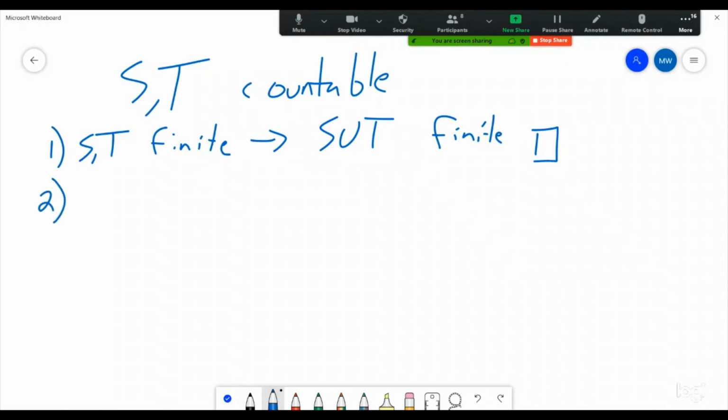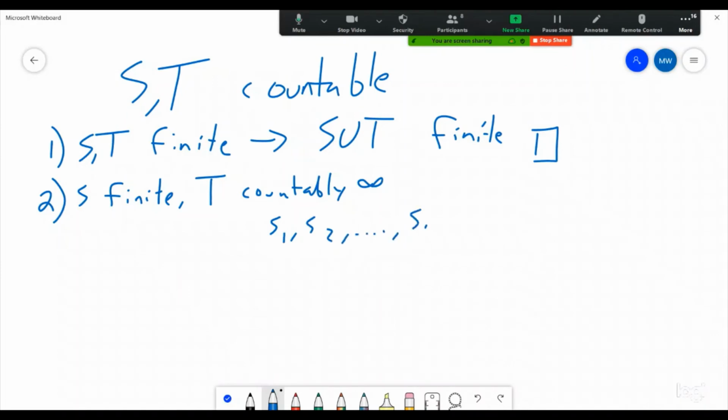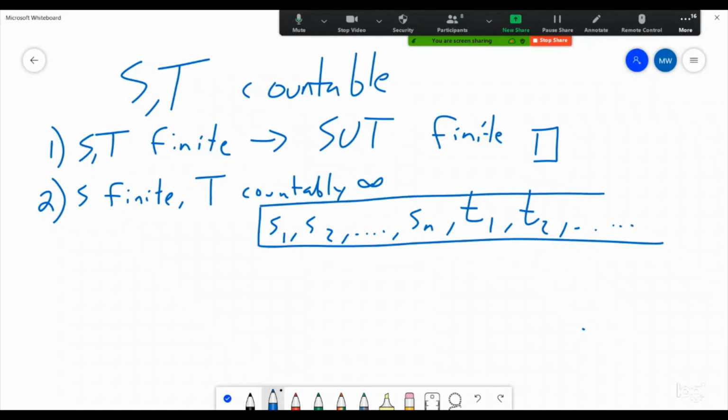The second case is where S is finite, but T is countably infinite. In which case we have to find some way that we can list everything. Well, because S is finite, we can list all of them and we know it's going to stop. So we could say S1, S2, through our nth element of S, at which point we stop. And then we have our infinite T elements, so T1, T2, ... to infinity. And here is a list of those elements, which tells us that this one is also going to be countable.